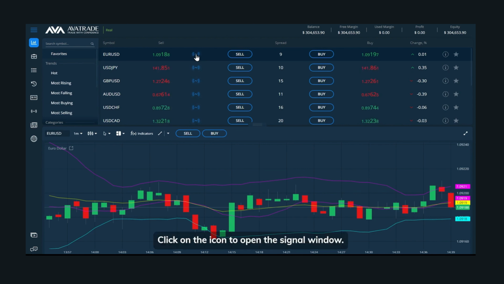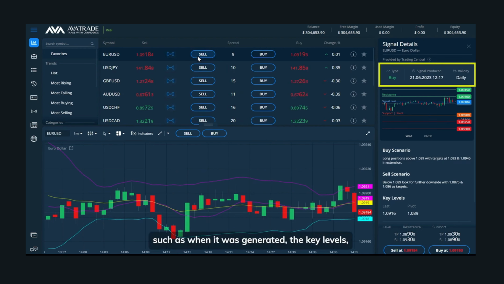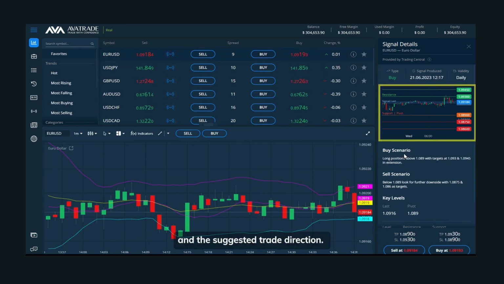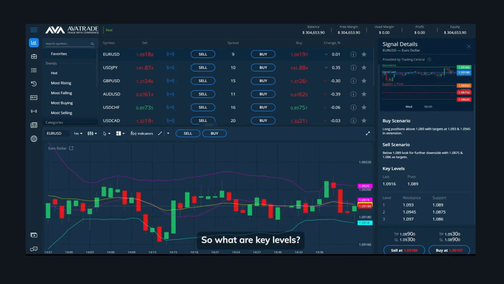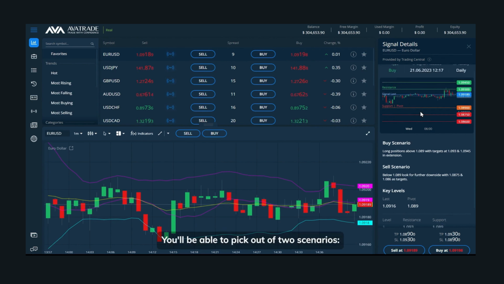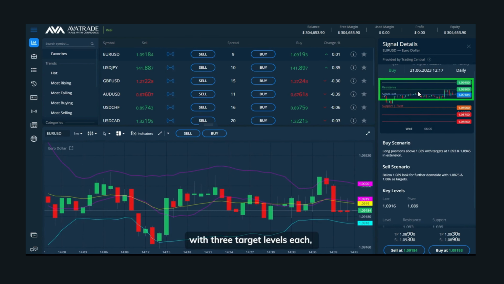Using AI trading signals on AvaTrade WebTrader and AvaTradeGo is straightforward. Look for a signal icon on the left-hand toolbar to open the signal window. Signal details include generation time, key levels, and suggested trade direction. Key levels are predetermined targets or price levels identified by the signal provider. Each signal presents 2 scenarios, buy and sell, each with 3 target levels based on the current market price.